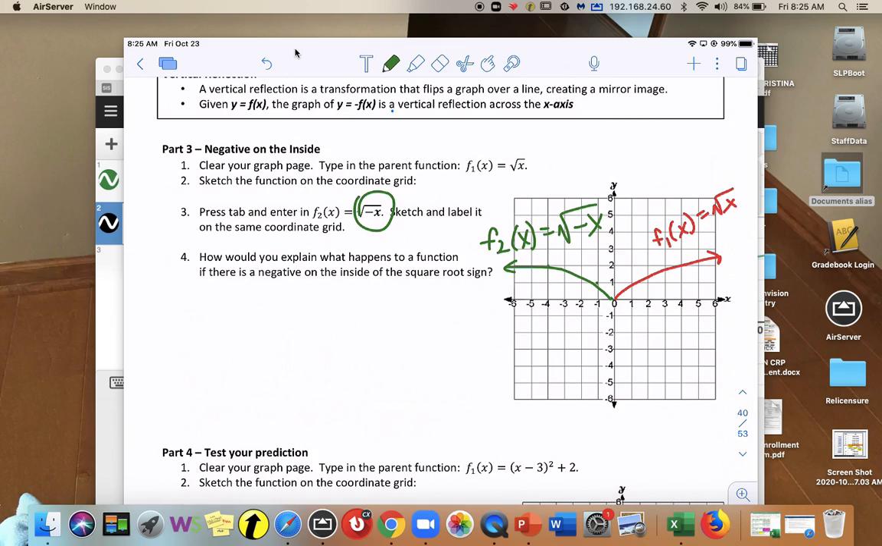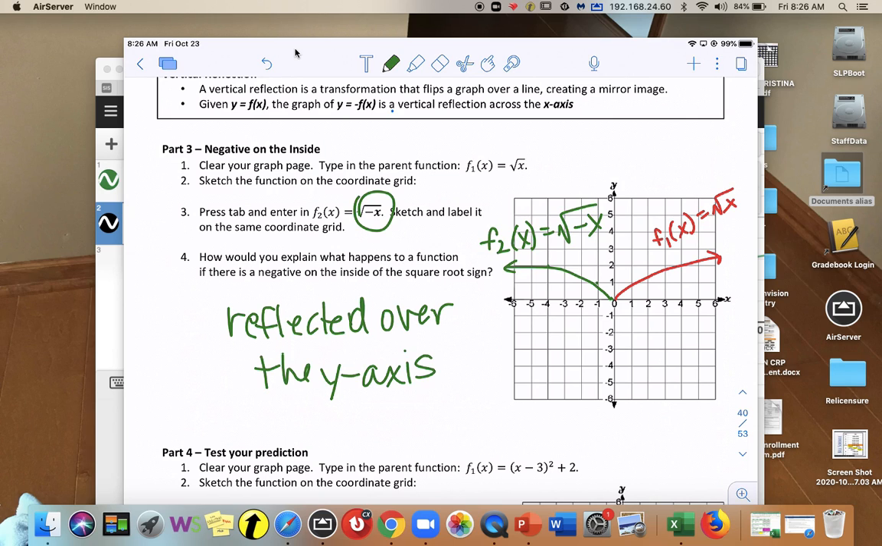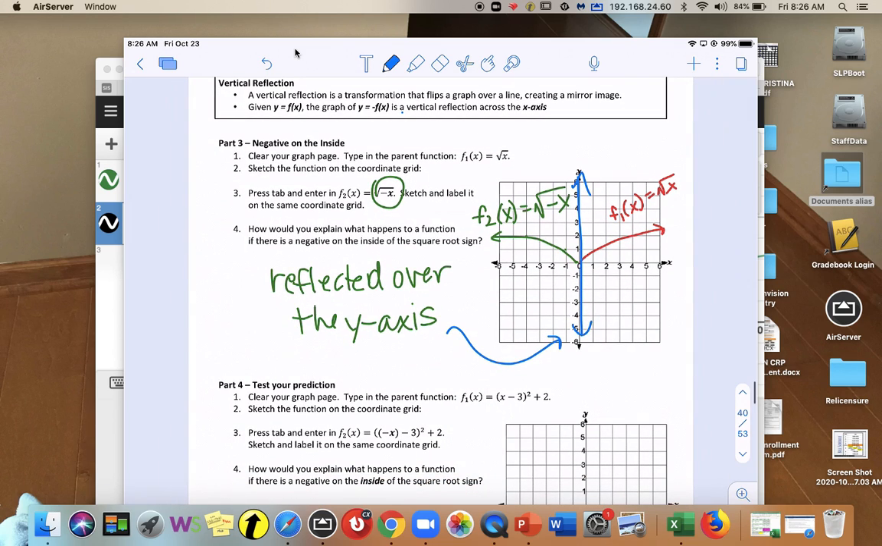So it says, how would you explain what happens to a function if there's a negative on the inside of the square root sign? This time it reflected over the y-axis. The y-axis being this straight up and down line right here. Okay, test your prediction. Clear your graph page.